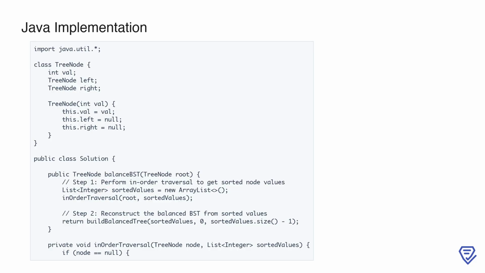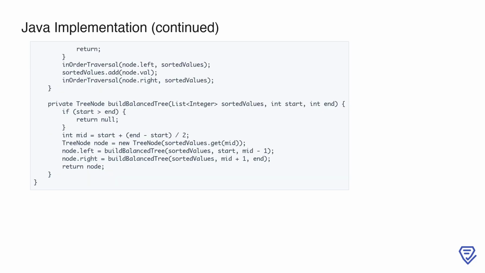The approach starts with an in-order traversal of the input tree, which will give us the node values in sorted order. To store these values, we use an ArrayList called sortedValues. The in-order traversal method is a helper function that we call recursively to visit the nodes in the correct order. This ensures that all the values from the left subtree are processed first, followed by the root, and then the right subtree. After completing the traversal, the next step is to use these sorted values to reconstruct a balanced binary search tree, which will be handled by another helper method called buildBalanceTree.